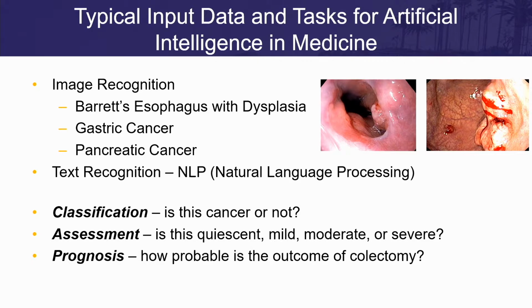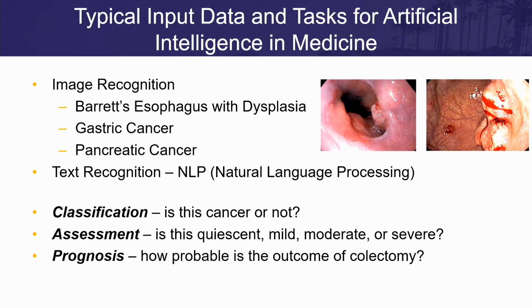And cases that I've seen examples of and are moving from research tools to actual practice are things like Barrett's esophagus and finding dysplasia, finding a gastric cancer, finding pancreatic cancer on a CT scan, other forms of text recognition, natural language processing, and pulling data out of the medical record.